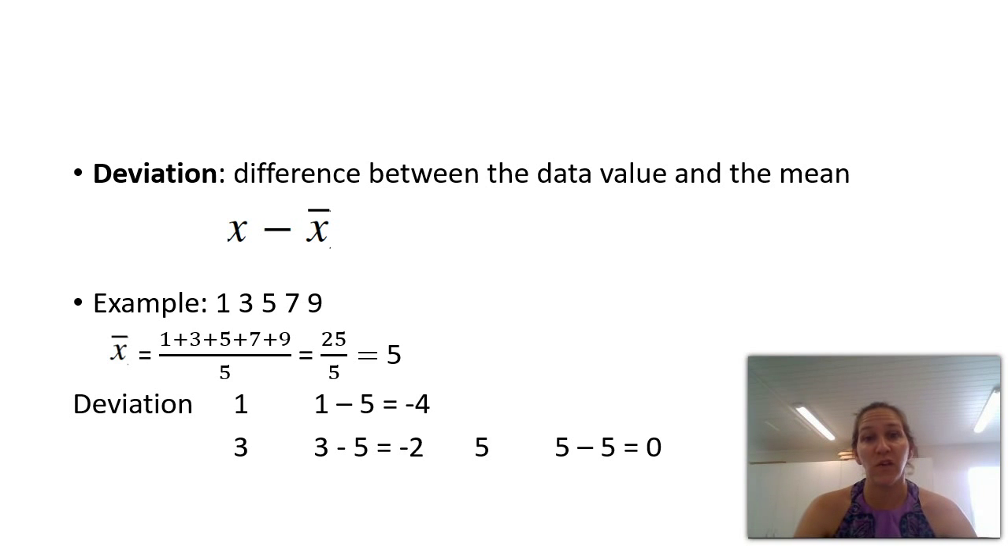Our data value of 5, which is right on the mean, has a deviation of 0 because it doesn't deviate from our mean at all. And then for our last two values, 7 and 9, we subtract 5 from them and get 2 and 4. So when a value is less than the mean, your deviation will be negative, and when your value is higher than the mean, your deviation will be positive.